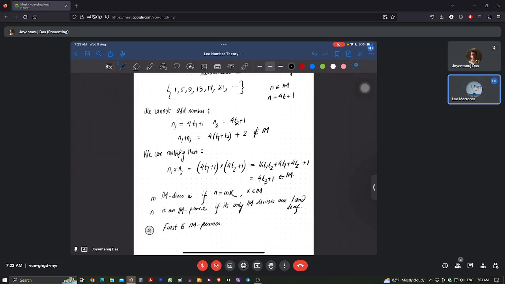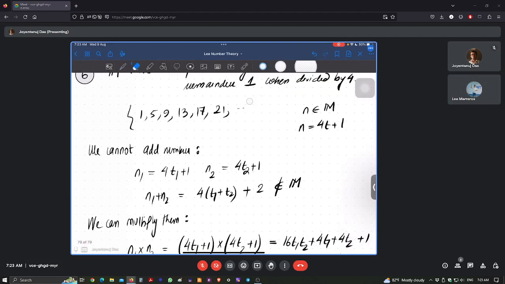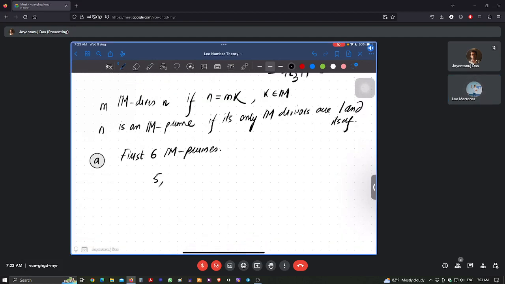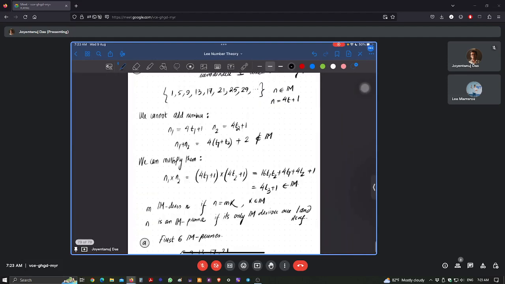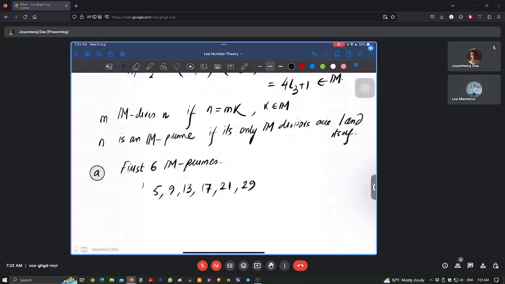Yes. And same with 9, 13, 17, 21, like all of them. Up to 21 it will work. But let me tell you, what is the next number in the list after 21? 25, right? And 25 could be divided by 5, right? So 25 will not work. So 5, then 9, 21, and then one more we have to find. 29 will work, right? So these are the first 6 M primes.